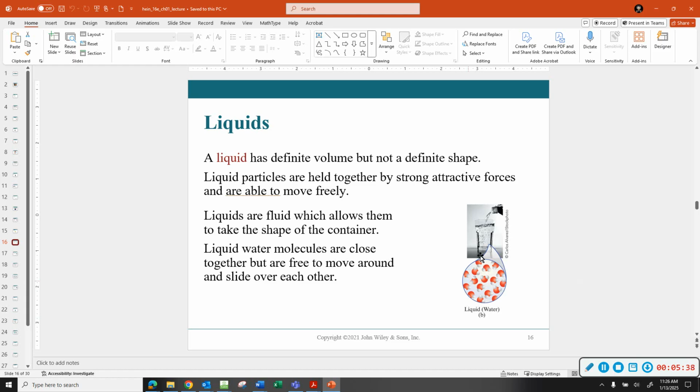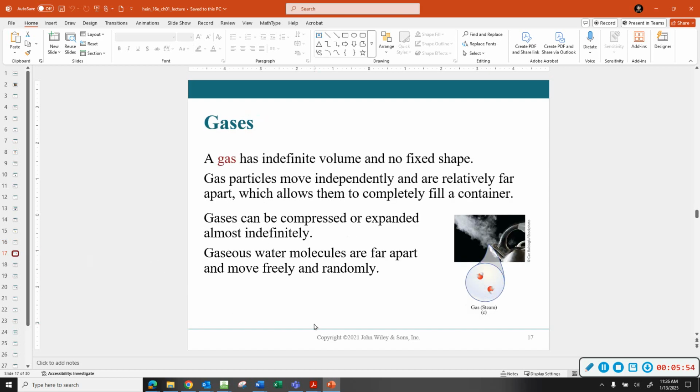So take the example of the liquid in the glass. If you could compress that liquid down, it's only going to go down a minute amount before the glass breaks. Okay? So liquids are typically not compressible as well. And then there's gases. Gases have an infinite volume, no fixed shape, can be compressed, they can expand indefinitely.